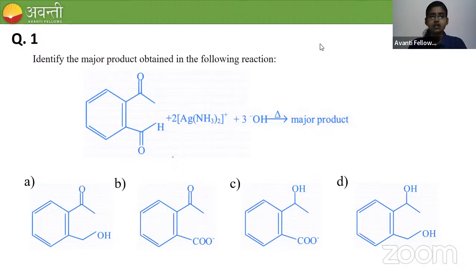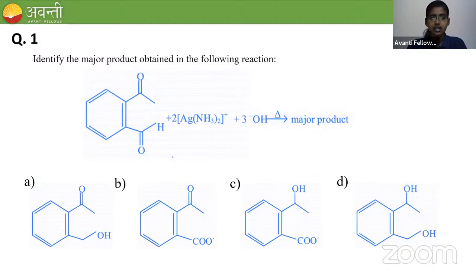Okay. So you can see the question on the slide. Identify the major product obtained in the following reaction. So you have to find out the major product. I'll give you some seconds. Try to find out the answer and let me know in the chat box.